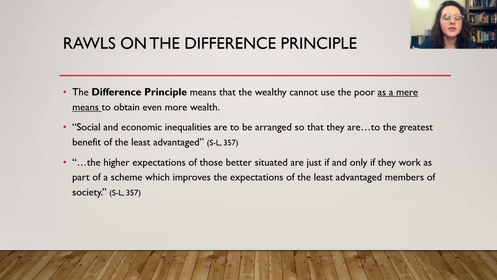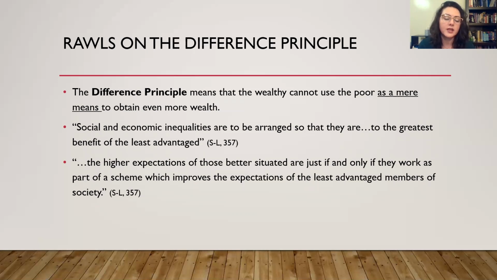So Rawls says social and economic inequalities are to be arranged so that they are to the greatest benefit of the least advantaged. He also says that the higher expectations of those better situated are just if and only if they work as part of a scheme which improves the expectations of the least advantaged members of society. So basically, the thought here, with the difference principle, is that even if there is inequality, what advantages the most well off has to advantage the least well off members of society as well. And in fact, it should improve their lives, maybe even a little bit further than it improves the lives of the already wealthy.